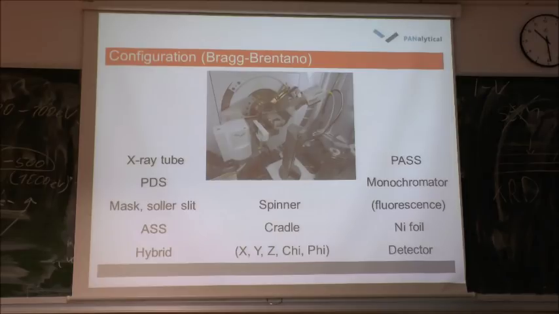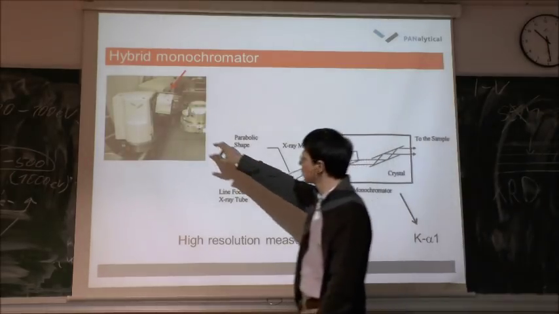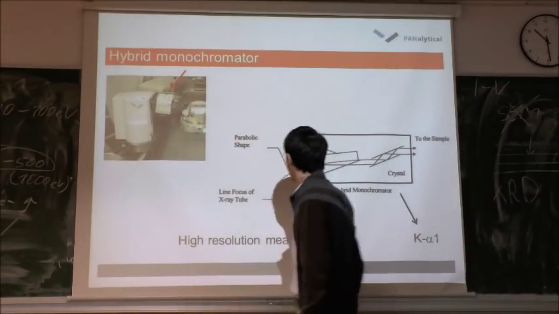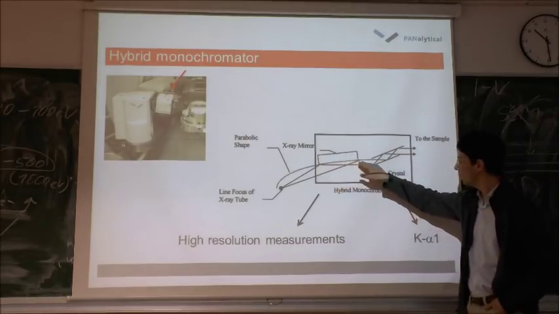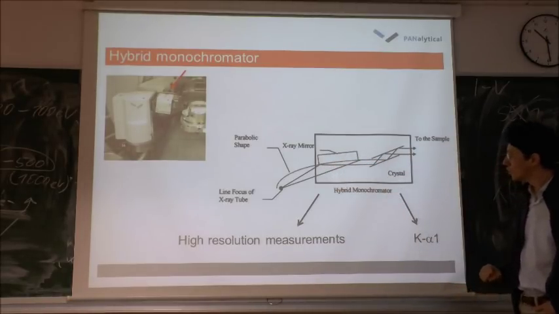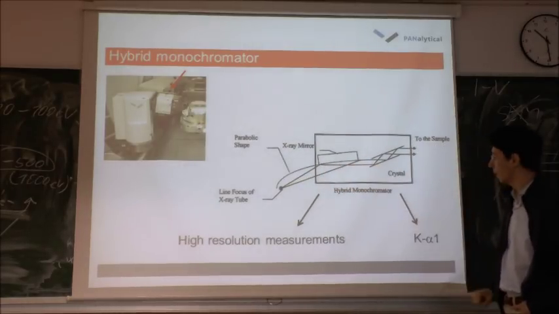Okay, so I said hybrid monochromator. This is a solid piece which is presented here. It is constructed of a mirror with a parabolic shape, and this mirror is changing the divergent beam into a parallel beam.